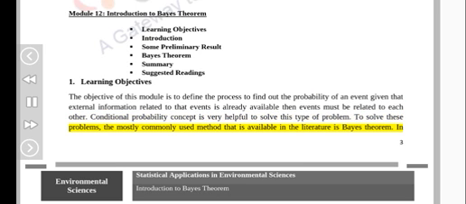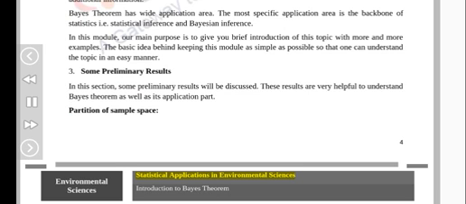In this module, the concept of Bayes' theorem and the method of Bayes' theorem with examples will be discussed in detail.